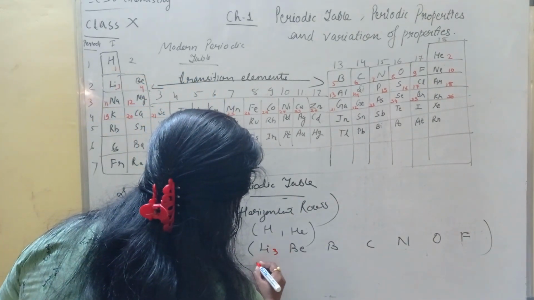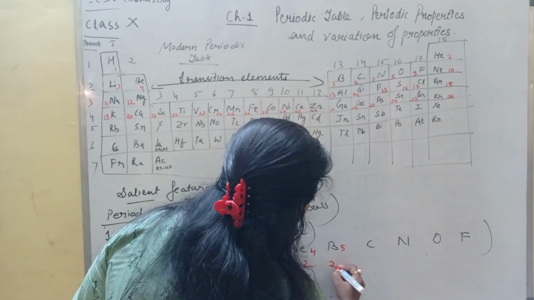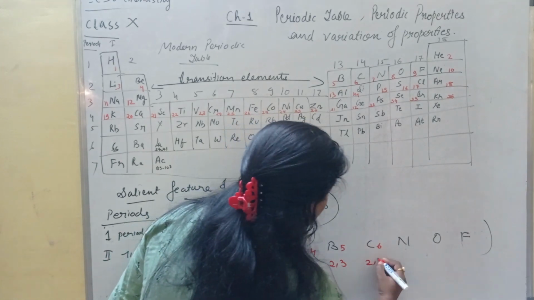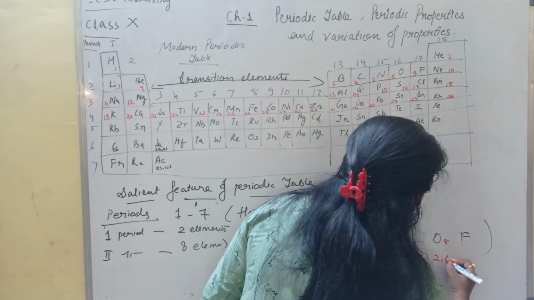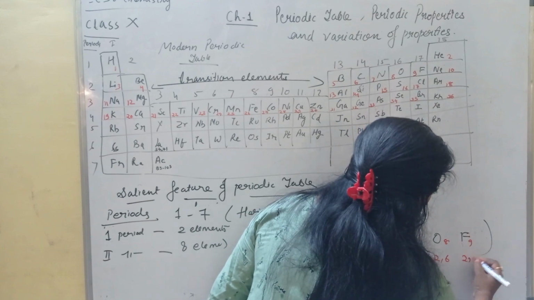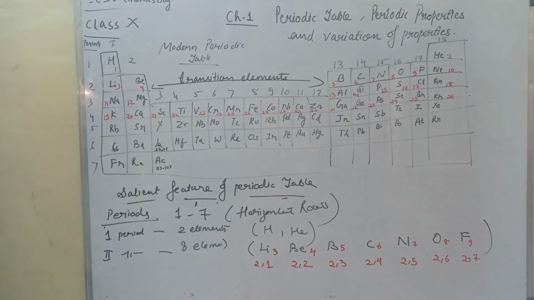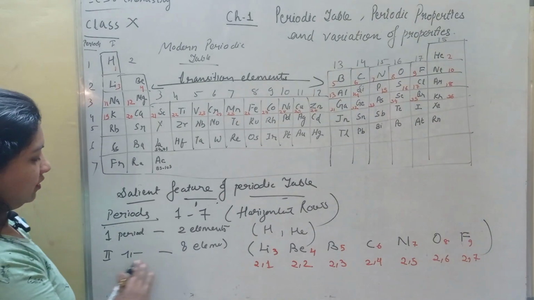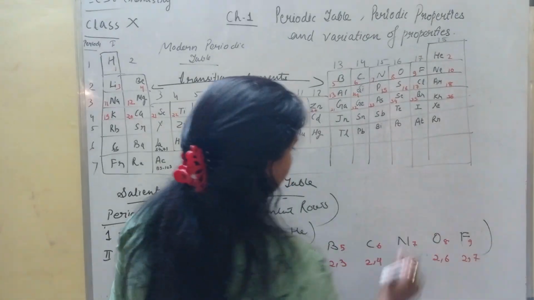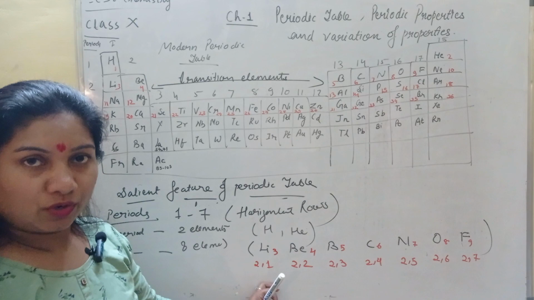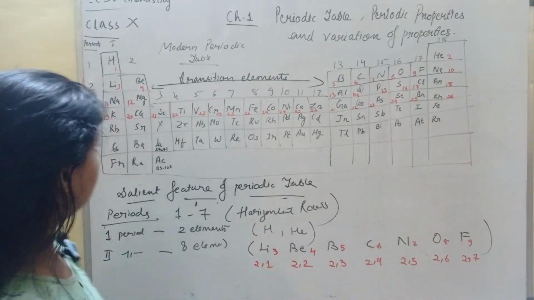Lithium atomic number 3, configuration is 2,1; beryllium 4, 2,2; boron 5, 2,3; carbon 6, 2,4; nitrogen 7, 2,5; oxygen 8, 2,6; fluorine 9, 2,7. I have written the second period elements. There are 8 in number, starting from lithium till fluorine we have written. And we have written the electronic configuration also. So what common thing do you observe here?